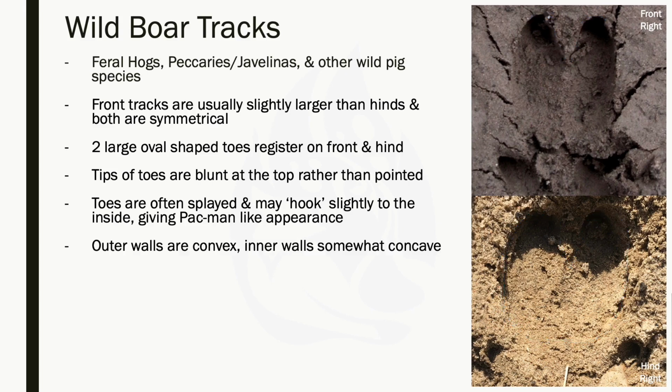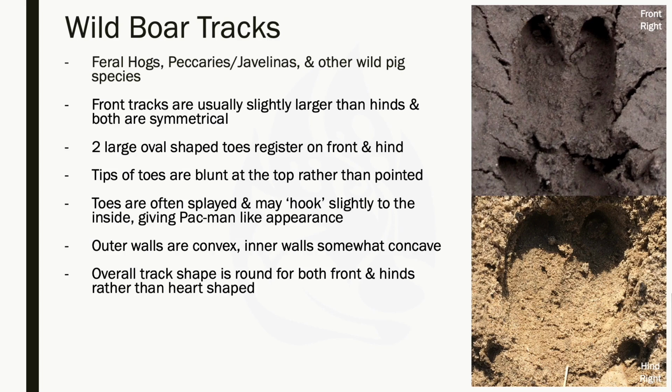Another aspect, and this is generally speaking more or less universal among any ungulates, is you'll have this curved outside toe that's convex on the outside, and then on the inside of the toe, it's going to be somewhat concave. And you can see that here with both of those orange lines in the front track. And in the hind track, it's going to be the same thing, no difference there.